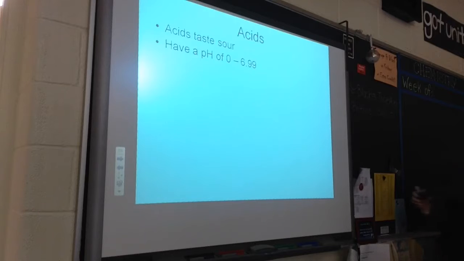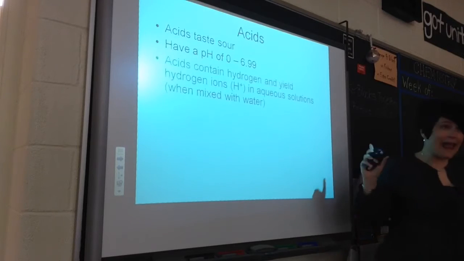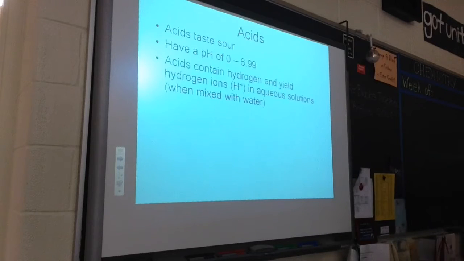Okay. Now, acids contain hydrogen. You guys know this. We've already talked about this. If you have an acid, you see the formula, and the formula starts with H. If it's not water, it's an acid. HBr, hydrobromic acid. H2SO4, sulfuric acid. Yes? You guys know this already. So they all contain hydrogen.